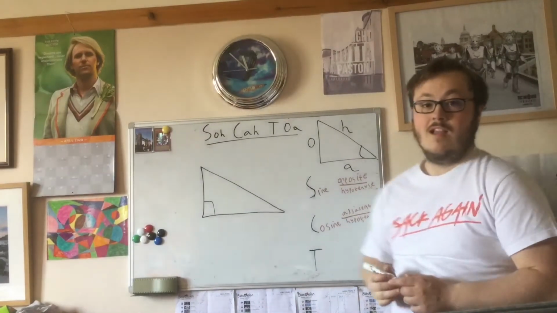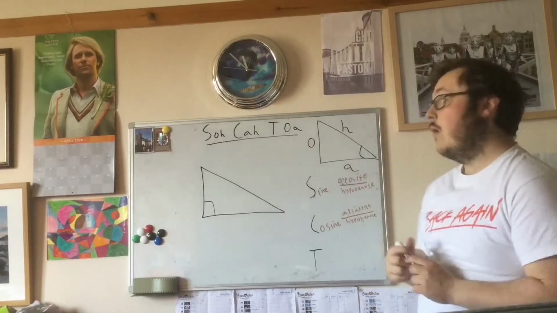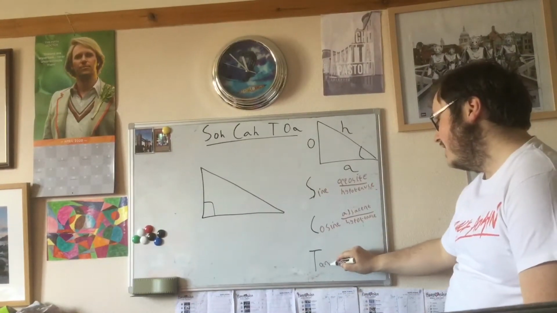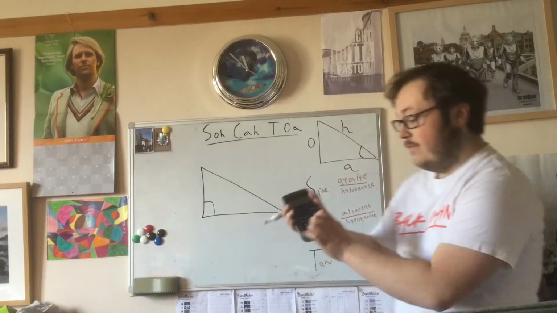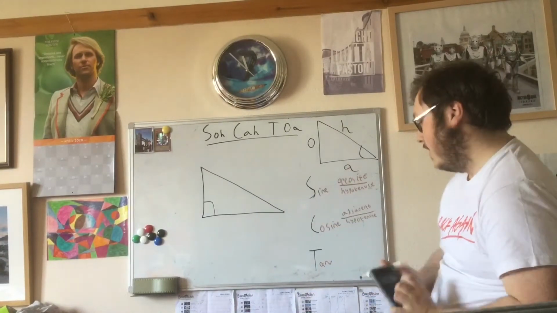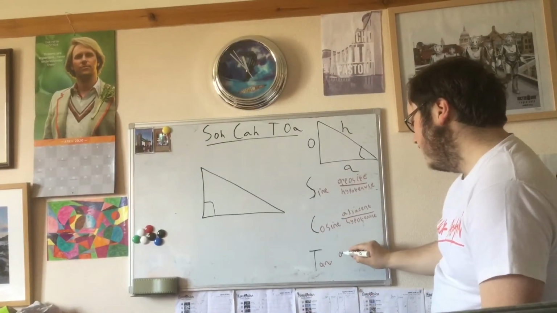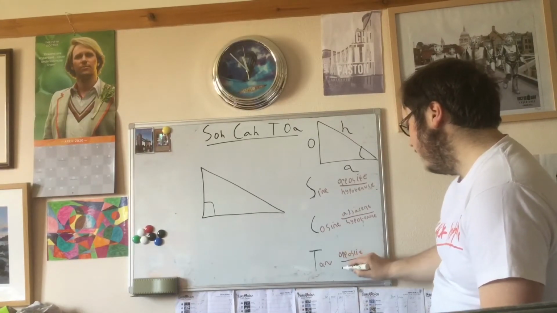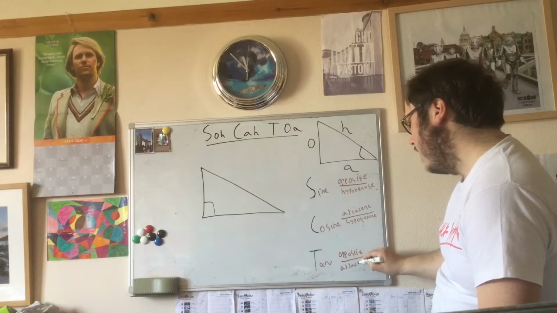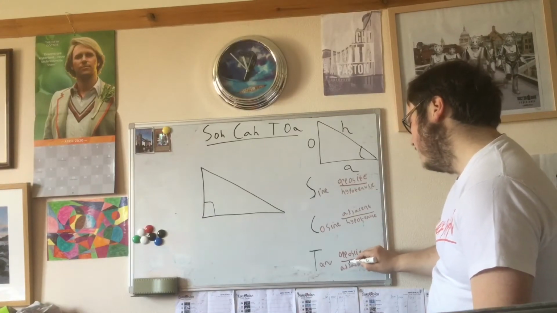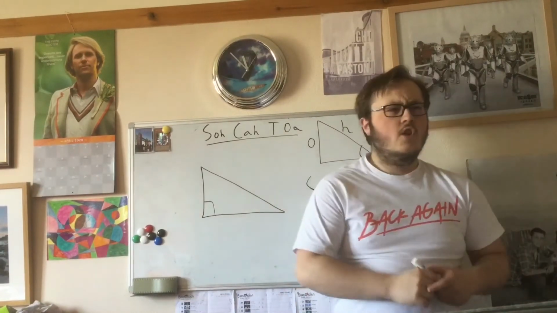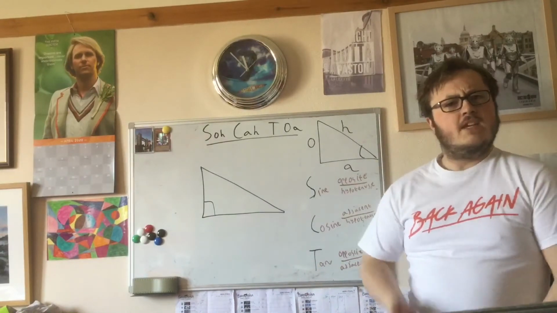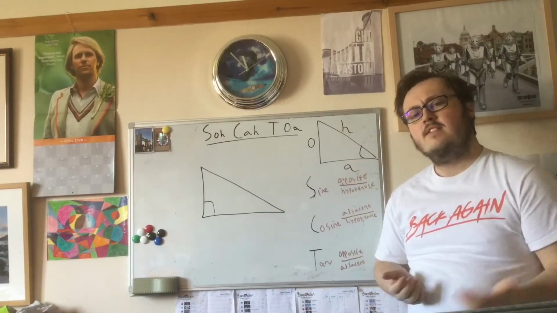And the final one, TOA. The T stands for tan, and that is the final one right next to cos, that's the tan. And that stands for opposite over adjacent. So you're probably wondering, what on earth does all this information mean? How can this help us find a missing angle or side?